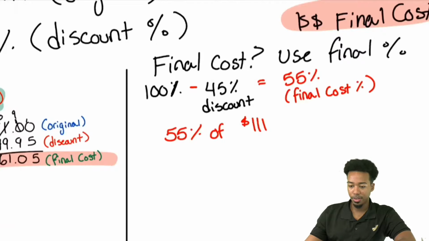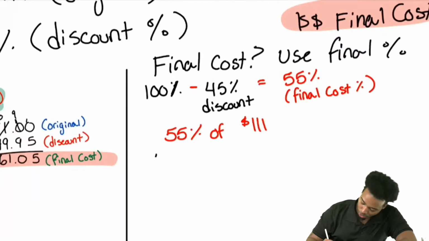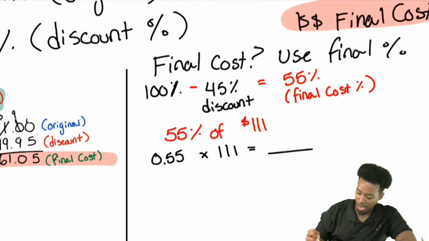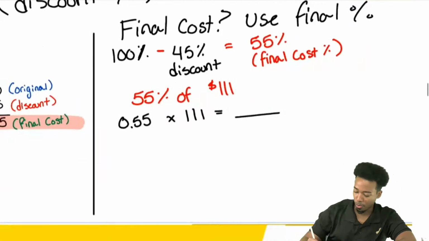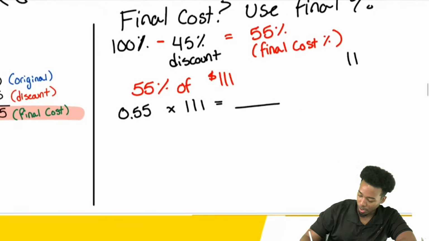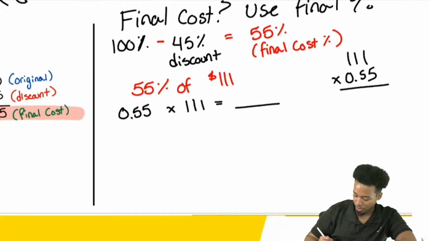0.55. Boom. So we have 0.55 times 111. That's going to give us our final cost. To prove the point, here we go. 111 times 0.55. Oh, that's going to be pretty straightforward, right?